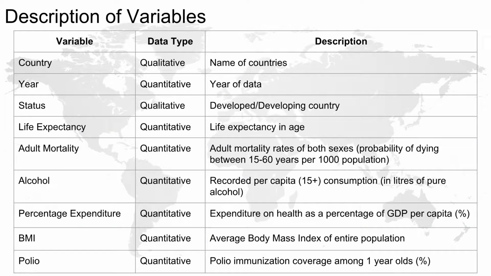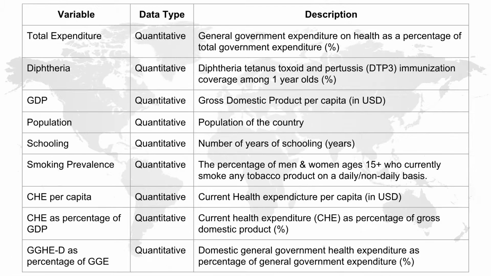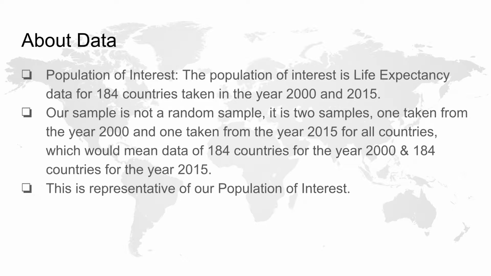Here is a description of all of the variables we used. Country and status, you can see, are the only qualitative data types, and the rest are quantitative data types. The data is focused on the population of interest. This does not represent a random sample. It's actually two samples taken from the years 2000 and 2015 for the 184 countries.